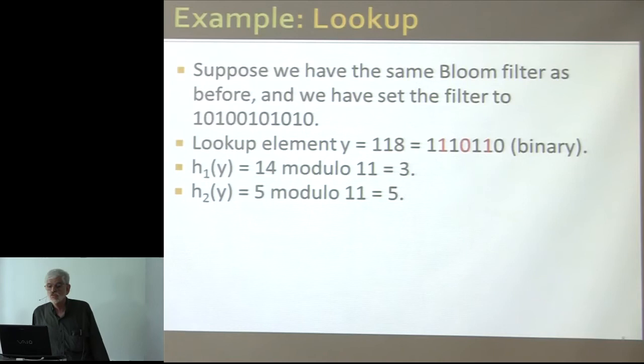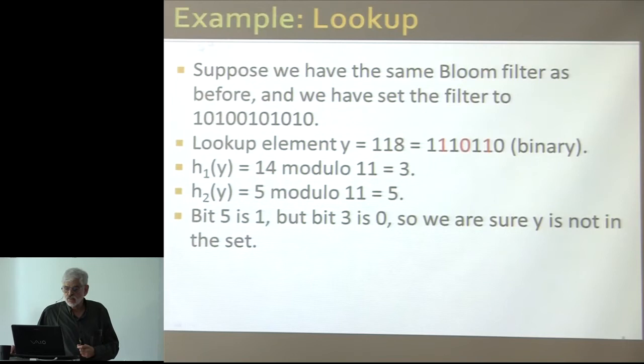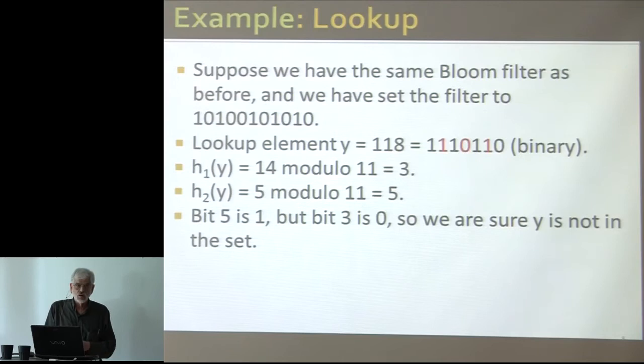Now it turns out bit 5, which is of course the sixth position, it's 0, 1, 2, 3, 4, 5. The fifth position is 1, so it looks like maybe we did see 118. But fortunately, position 3, 0, 1, 2, 3, is a 0. So I'm absolutely certain that I have not seen 118.